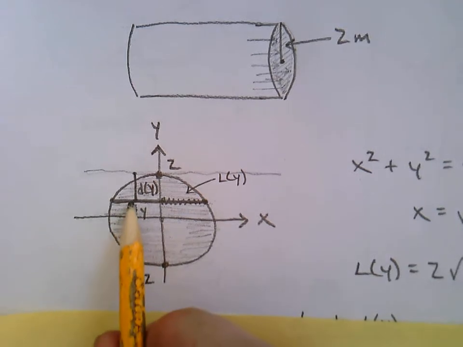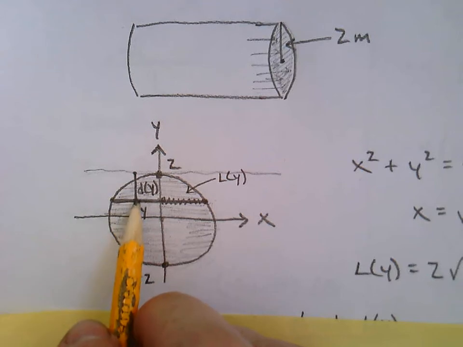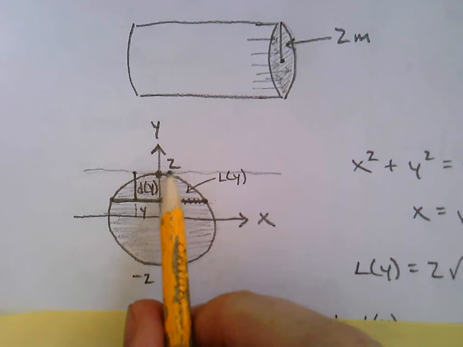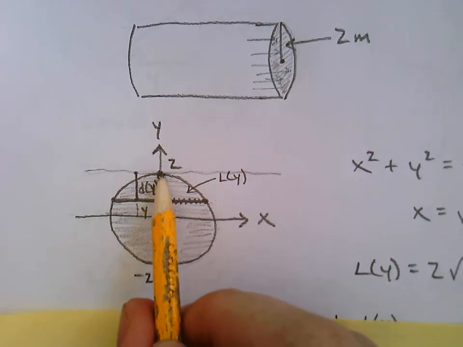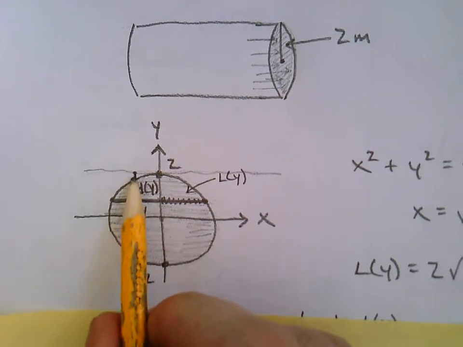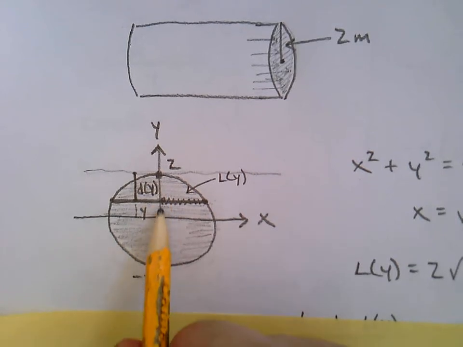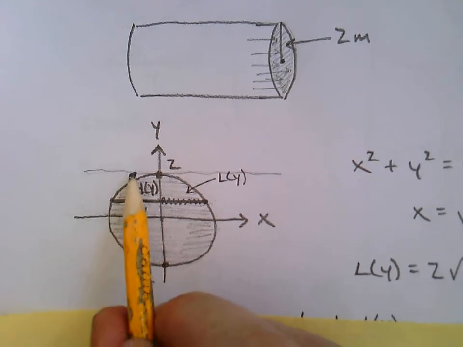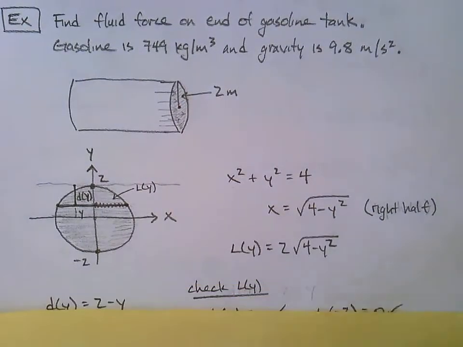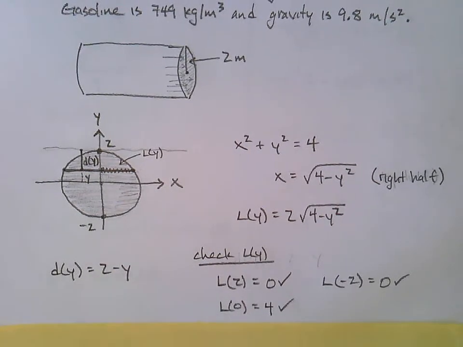So if this little length is y, then what is this length here? Well, you would think if the total length is 2, and this is y, then the part that's remaining that we want is 2 minus y. Take the total length and subtract that part, and you'll get what's left. So in this problem, d of y equals 2 minus y.